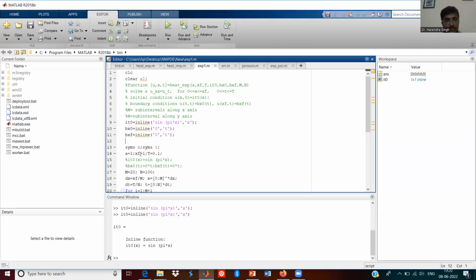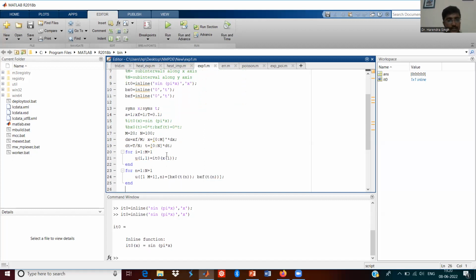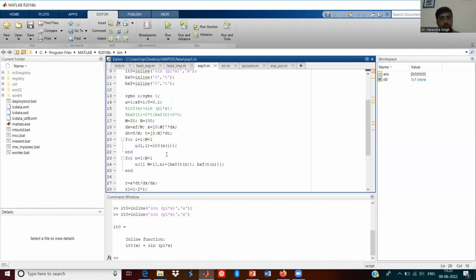Space domain is from 0 to 1, that is xf is 1, and tf, capital T, equal to 0.1, that is the time domain. So you can see that I have taken m equal to 20, n equal to 100.